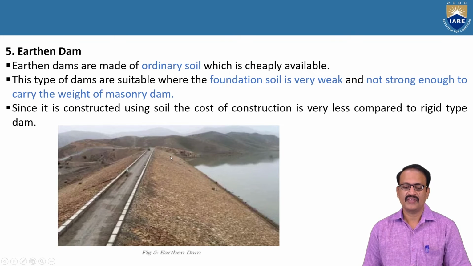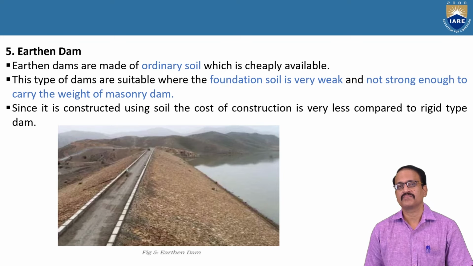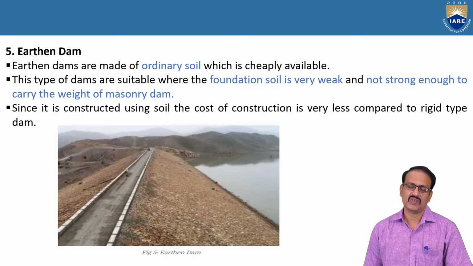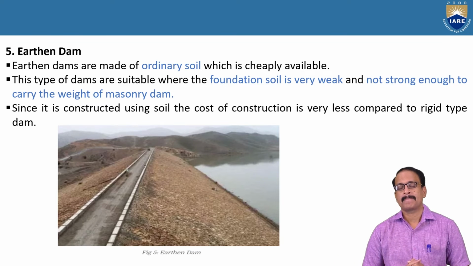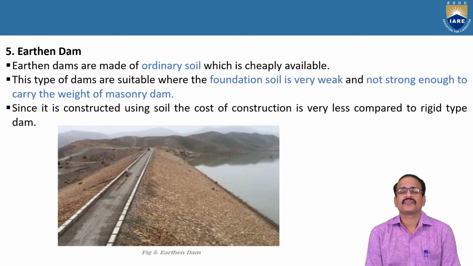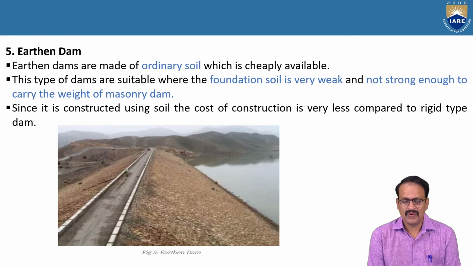Next, you can observe the earthen dam. In the name itself it is there. These earthen dams, you can say reservoirs. Many villages have reservoirs for agriculture purposes. Normally they use soil, from the very olden days. Especially in India, we use reservoirs to store rainwater. There are also so many big reservoirs. It is made up of ordinary soil, which is cheaply available.